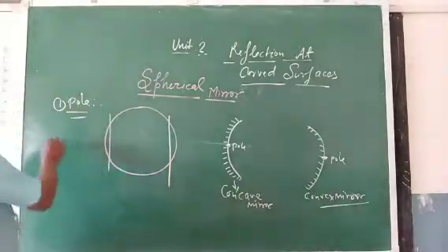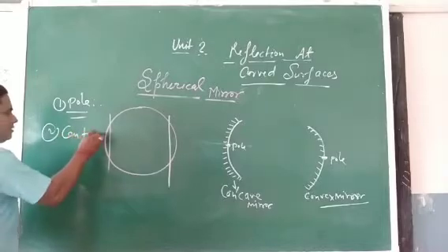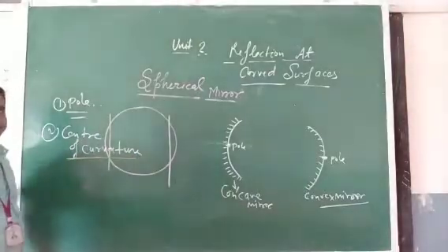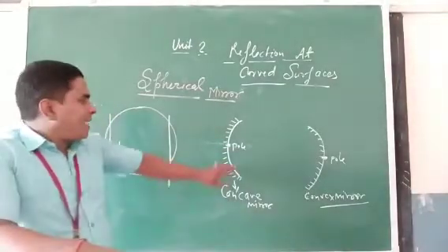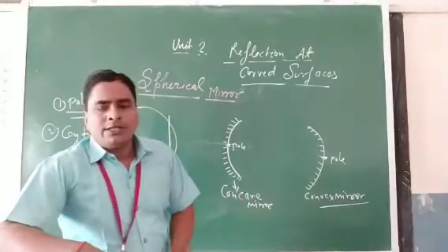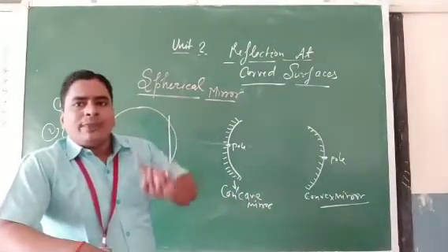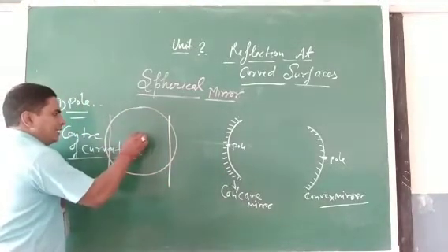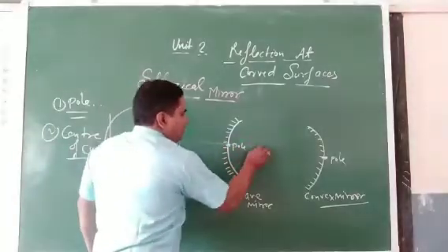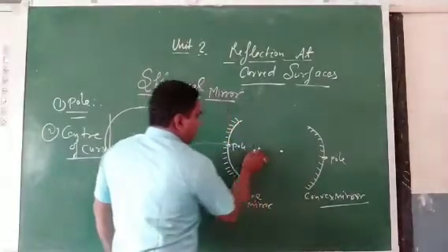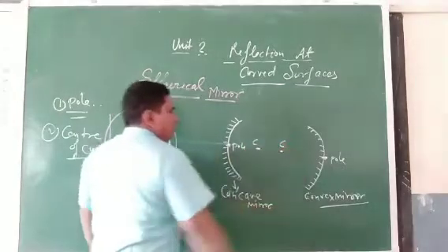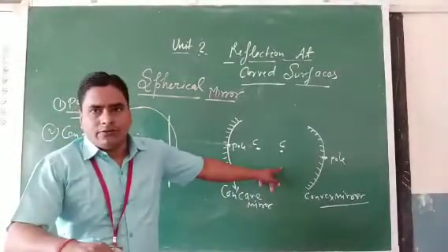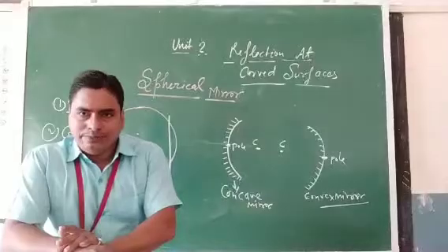Second one, center of curvature. What is this? The center of curvature of spherical mirrors, either concave or convex, is the center of the hollow glass sphere of which the mirror is a part. Whatever the center of the sphere is, the same is the center of curvature of this concave and convex mirror. Clear? Okay.